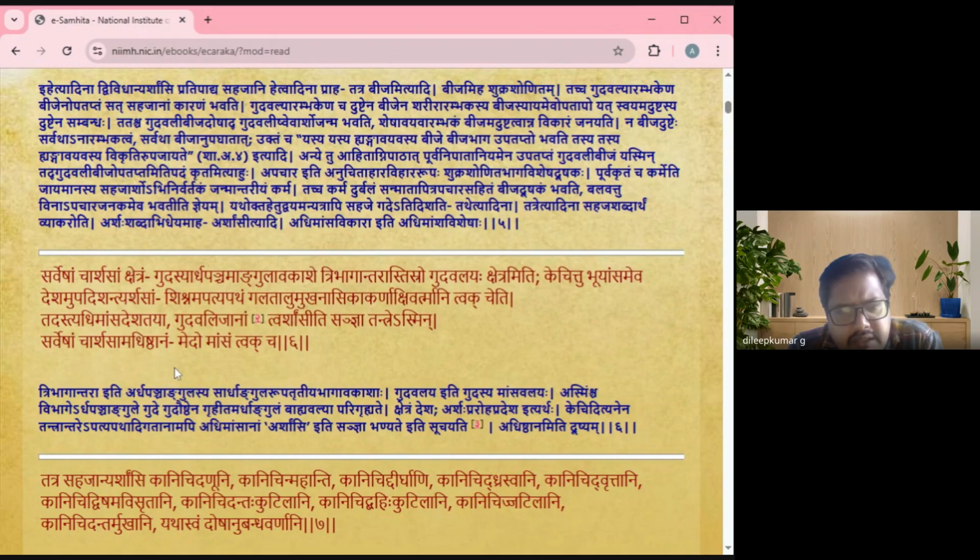The Arshas which develops in the Gudavali develops from three dhatus, that is Meda, Mamsa, Twak. Whereas in Sushruta, only Mamsa and Twak are considered as the Ashraya for Arshas, Acharya Charaka considered Meda also: Meda, Mamsa and Twak.